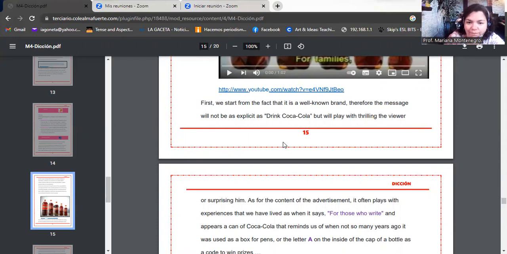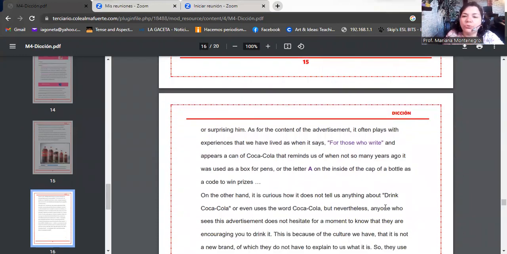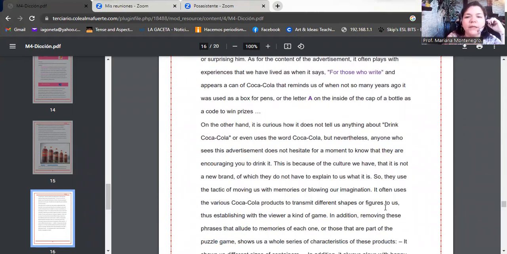That is, surprising us. As for the content of the advertisement, it often plays with experiences that we have lived, as when it says, "For those who write," and appears a kind of Coca-Cola that reminds us of when not so many years ago it was used as a box for pens, for example. Or the letter A on the inside of the cap of a bottle as a code to win prizes. On the other hand, it is curious how it does not tell us anything about drink Coca-Cola or even use the word Coca-Cola. But nevertheless, anyone who sees the advertisement does not hesitate for a moment to know that they are encouraging you to drink it.